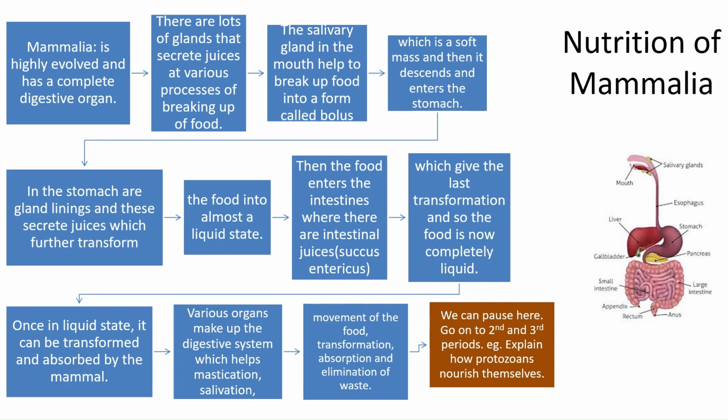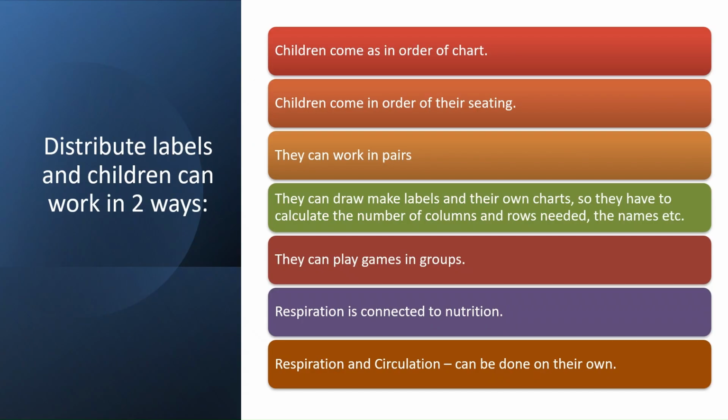Various organs make up the digestive system, which helps mastication, salivation, movement of the food, transformation, absorption, and elimination of waste. Now we can pause here and go to the second and third periods. That is, explain how protozoans nourish themselves and so on. Distribute labels, and children can work in two ways.